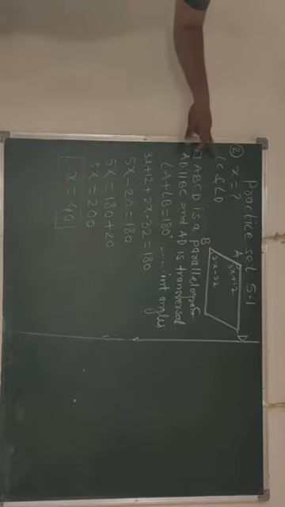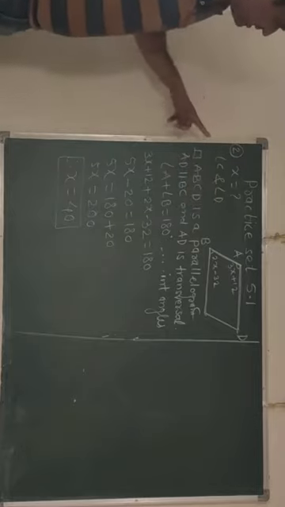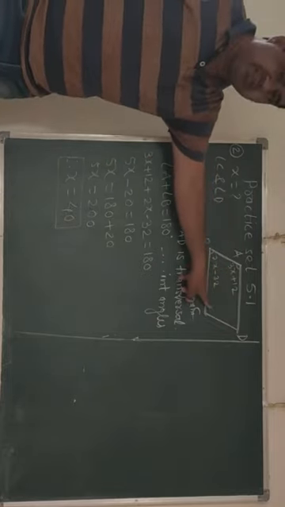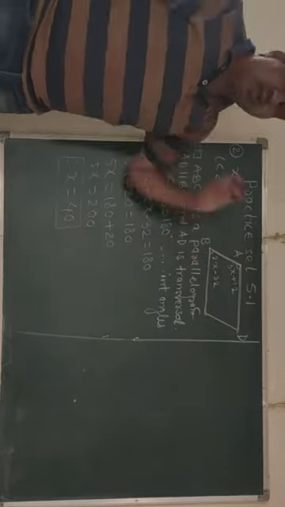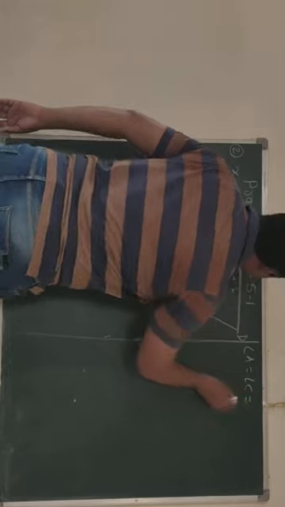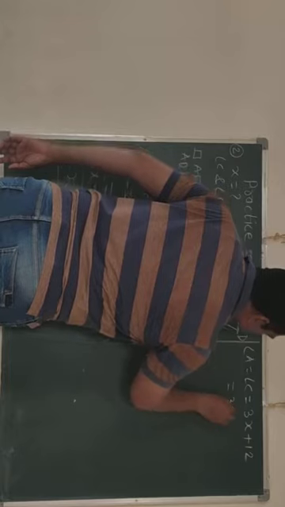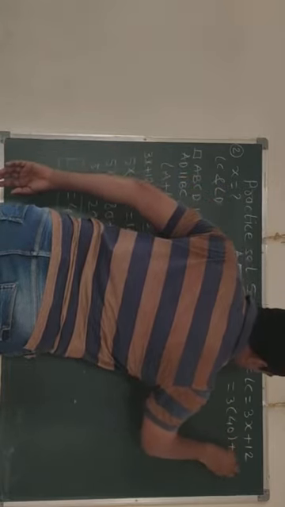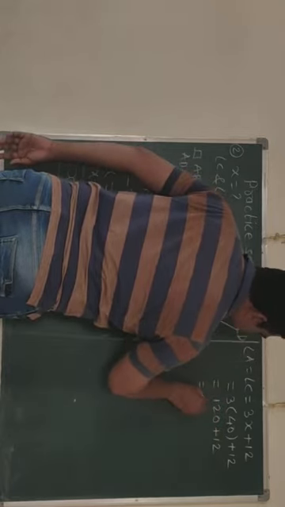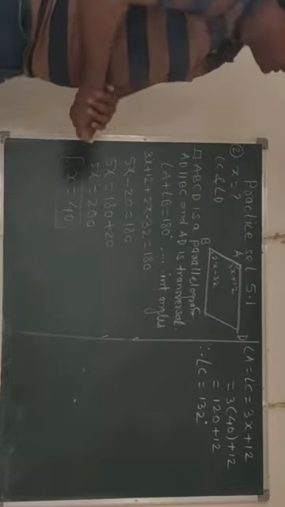Now next question, find out angle C and angle B. Now as we know that quadrilateral ABCD is a parallelogram, opposite angles are congruent. So angle A equal to angle C. So here angle A equal to angle C equal to 3x plus 12. Put down the value of x, 3 times 40 plus 12, that is 120 plus 12, that is 132 degree. Therefore angle C equal to 132 degree.